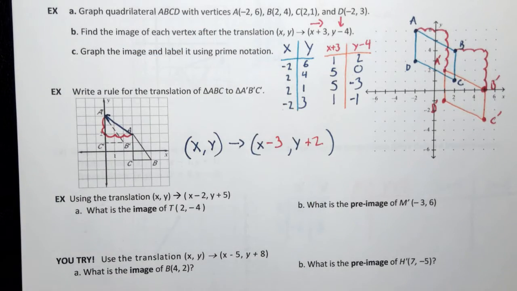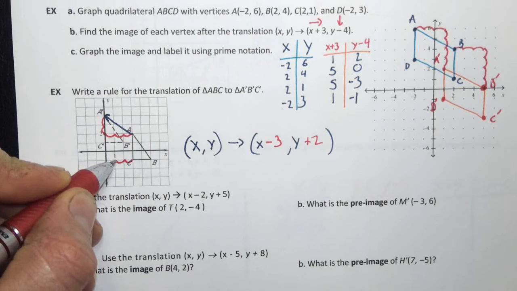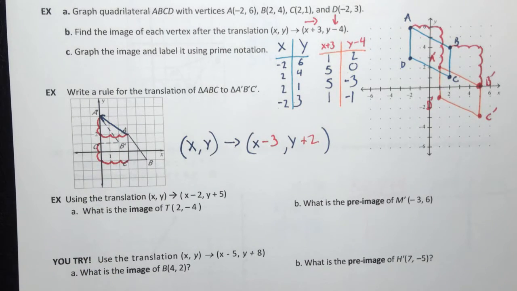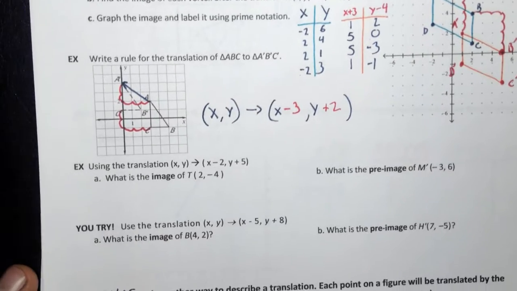Now you can back this up by looking at any of the other points. For C right here, if I go back 3 units and then up 2 units, I'll end up at C prime. And the same would be true for B as well. So this is going to be my perfect rule right there.